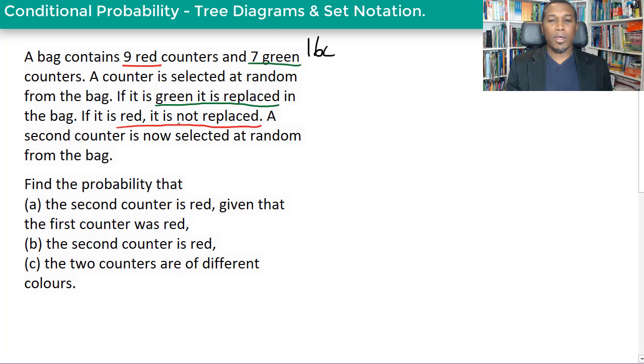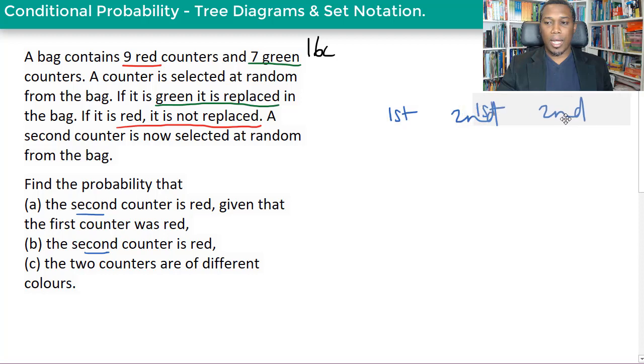There's one other bit: I can't do the model yet. I just realized it didn't say how many times you pick a counter. But you do get that information when you read down to where they're asking the questions. We're talking about the second counter. There's no mention of a third counter, so I'm thinking there's a first try and a second try. That's what we're looking at, so I'll build a tree diagram on that basis.